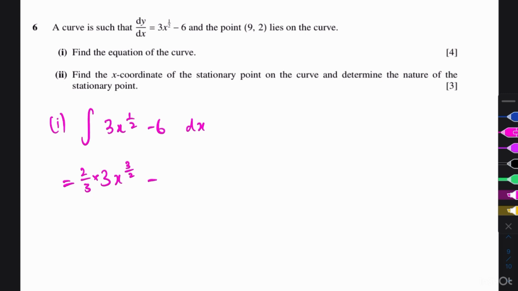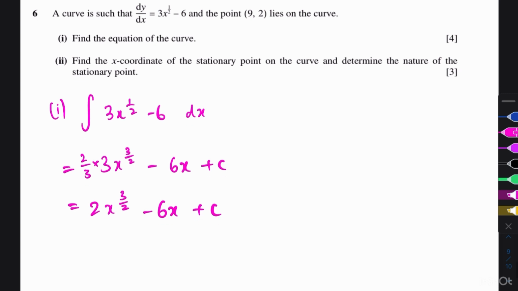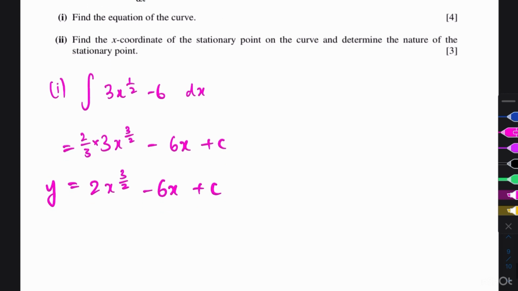Again, for the 6, add 1 to the power, divide by the new power. The new power is just 1 though, so we can just leave that as is. And now simplifying this, we get 2x to the power of 3 over 2 minus 6x. Oh, and we've got to write the plus c, can't forget that. Okay, so now that we've got an equation for y, we need to substitute our point in to figure out what plus c actually is so that we can get the actual equation. So our point is 9, 2.